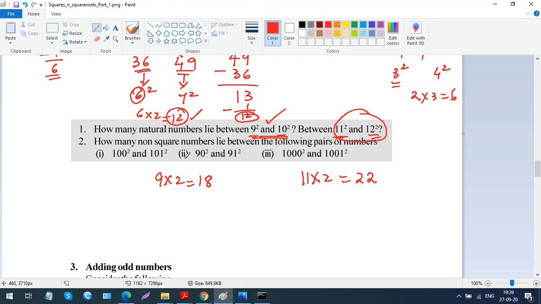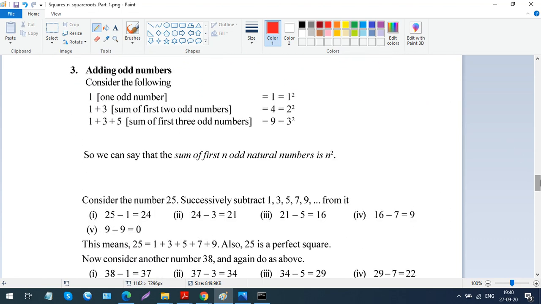Now you see here they are asking how many non-square numbers lie between the following pairs of numbers. The same way you can do it. You take this, multiply 100 into 2, so 200 numbers will be here. You take this, 90 into 2, and here you do 1000 into 2. So those many numbers will be there. Alright, now come to the third property.